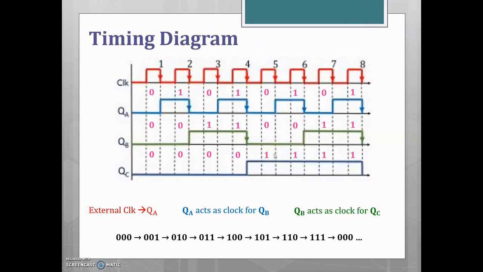The same process repeats. So the counter will count the sequence 000, 001, 010, 011, 100, 101, 110, 111. Again it comes back to 000.